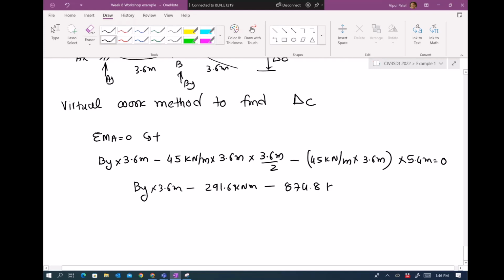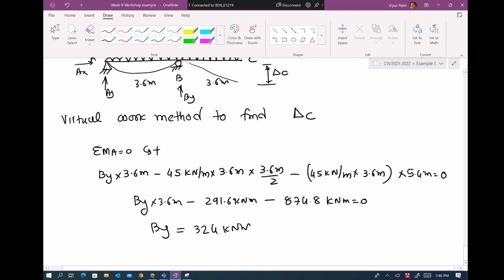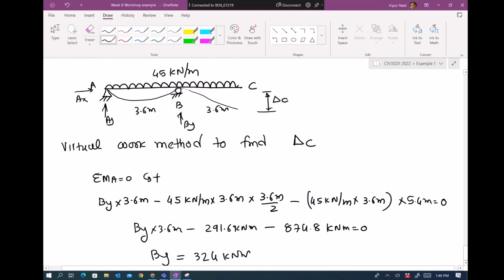H is 70.48 kilonewton meters, equal to 0. So By equal to... Divide by 3.6, 324. Okay, 5.4. All right, you know this part.